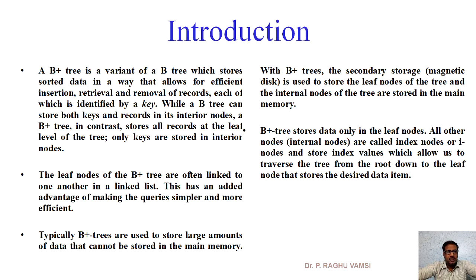But in case of B plus tree, only keys are stored in the B plus tree. While a B tree can store both keys and records in the interior nodes, a B plus tree, in contrast, stores all records at the leaf level of the tree. Only keys are stored in interior nodes. As I told you, in databases, key in the sense, especially the primary key, or maybe foreign key, or maybe a candidate key, just like that. These keys will be stored in the internal nodes, but the actual data will be stored in the leaf.